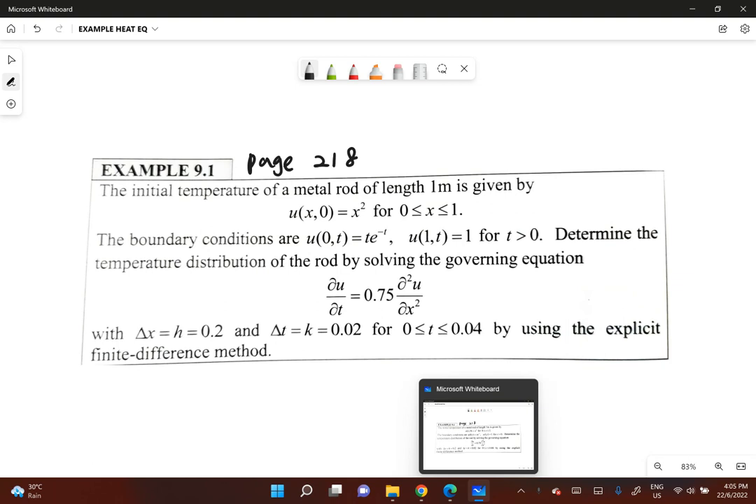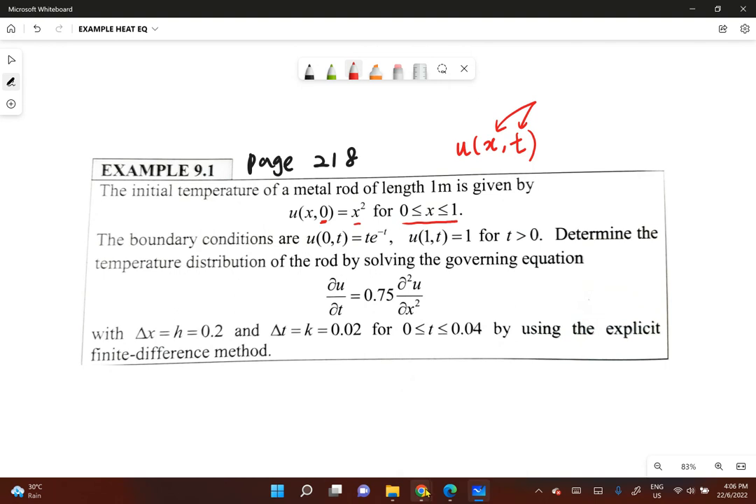The question: the initial temperature of a metal rod of length 1 meter is given by u when t is equal to 0 equals x squared. You remember yesterday I taught you that this one is the independent variable. For a heat equation, this one is t. So when t is 0, u is x squared for x from 0 until 1.